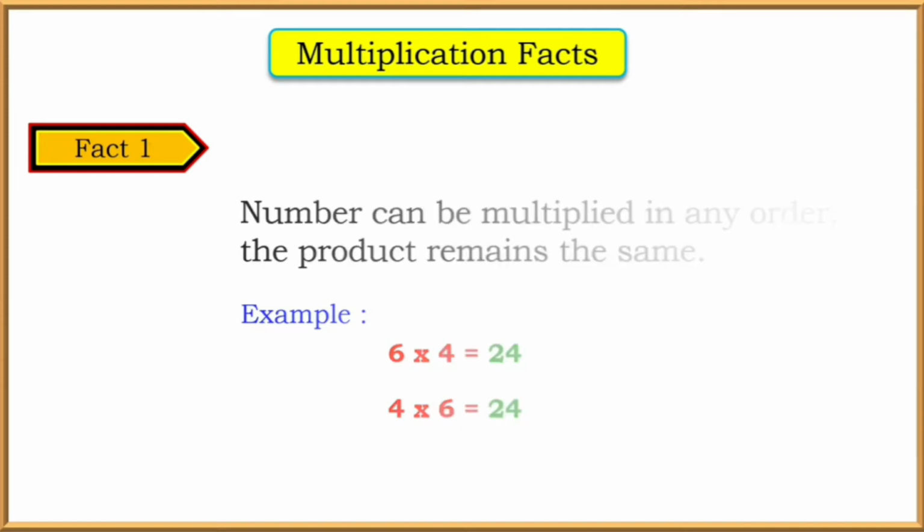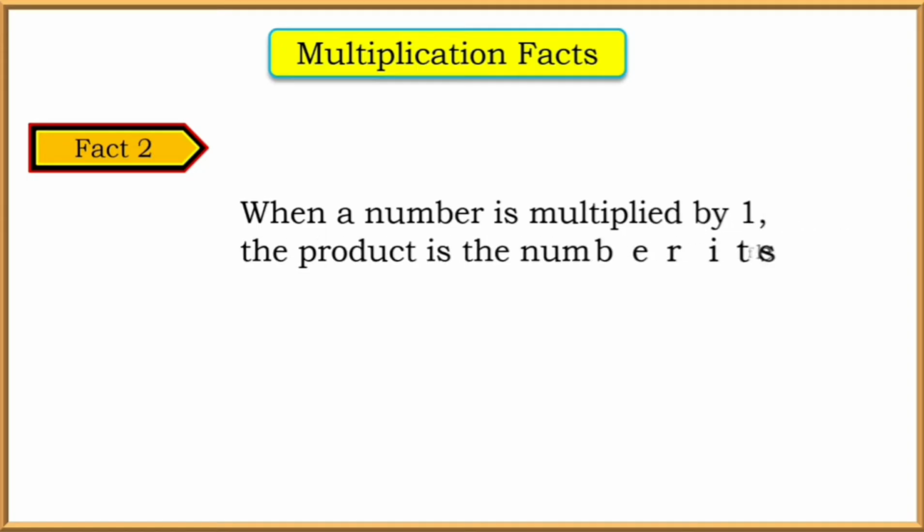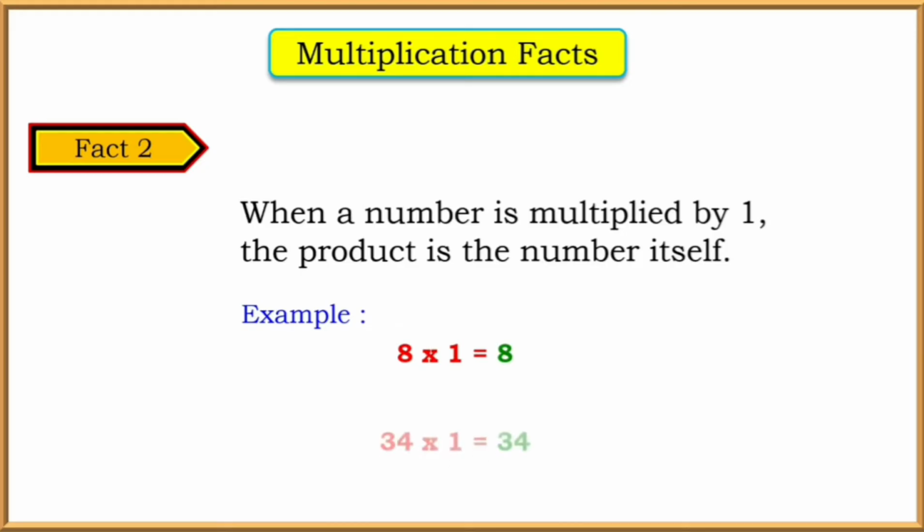Fact number 2. When a number is multiplied by 1, the product is the number itself. For example, if we multiply 8 by 1, we get the product as 8. Similarly, if we multiply 34 by 1, we will get the product as 34 itself. So, it means whenever a number is multiplied by 1, the product will be the number itself.